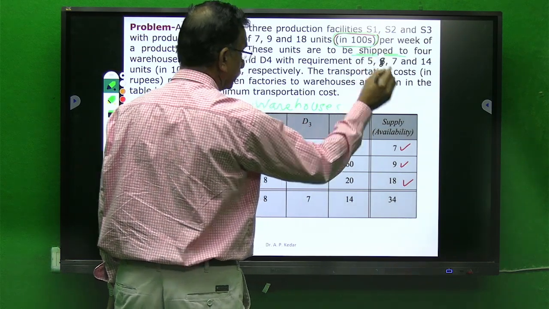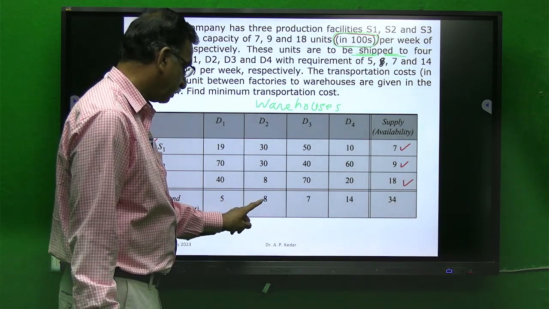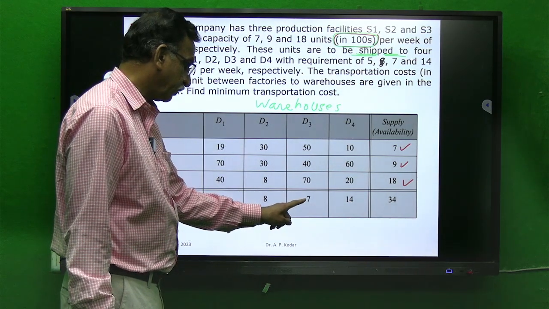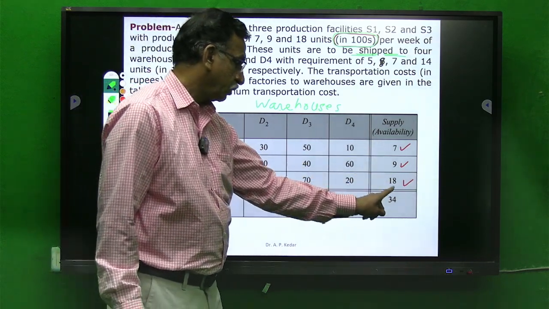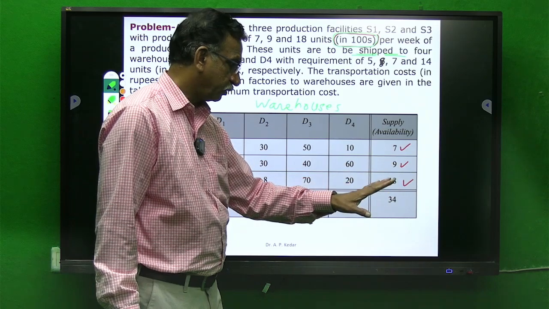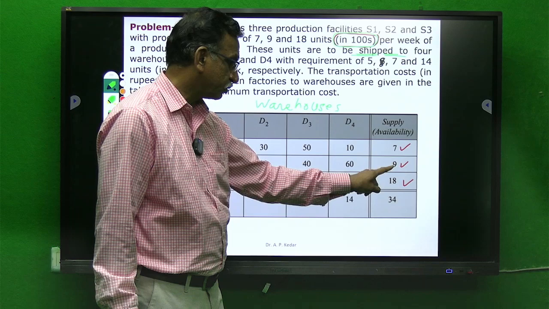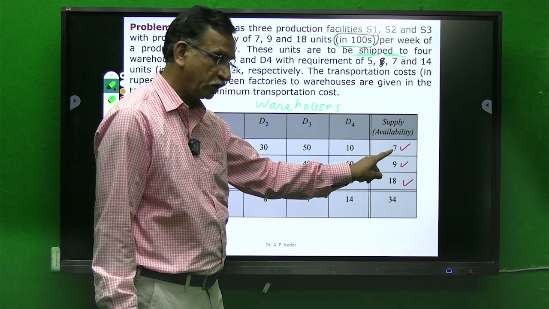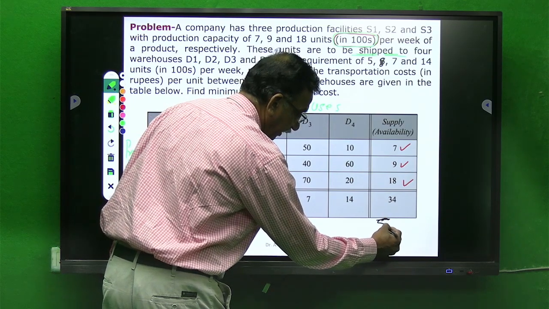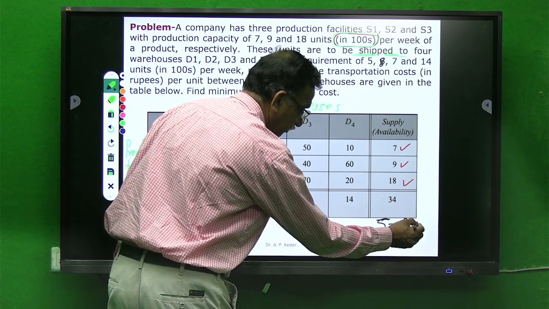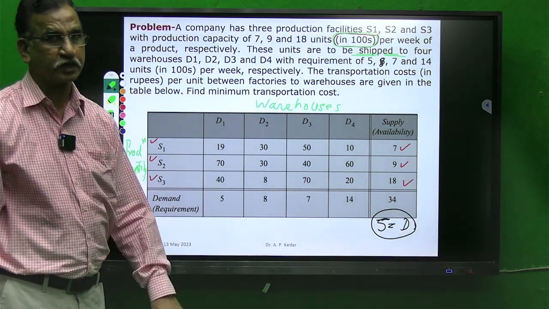It should be 8. So now with this 5, 8, 13, 13 plus 7, 20, 20 plus 14, 34. Here again, why I am doing, I will be explaining that 18 plus 9, 18, 20, 27, 27 plus 7, 34. So now here total supply is equal to total demand. This is the Riem condition.